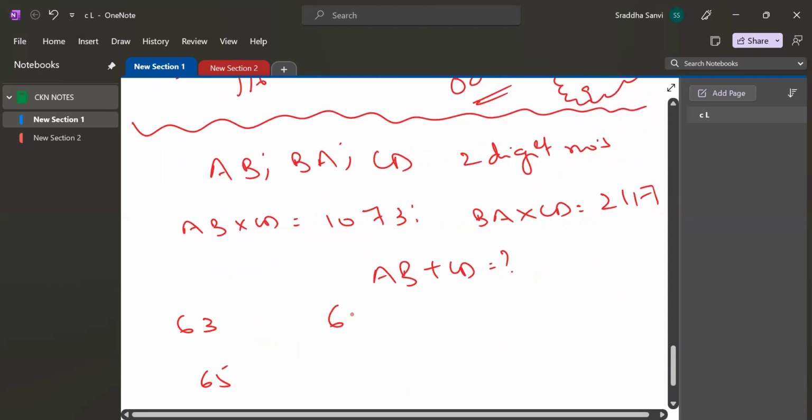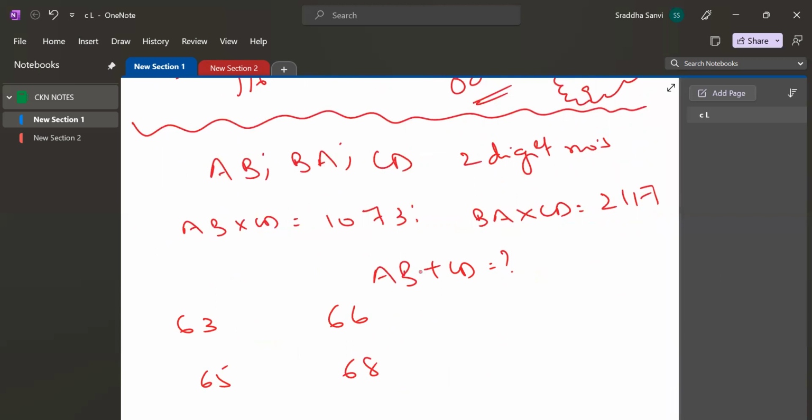63, 65, 66, 68. If I have to solve this question, the moment I give this question to a student, immediately they will see AB into CD, BA into CD.